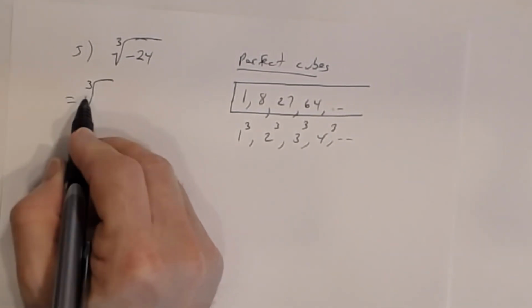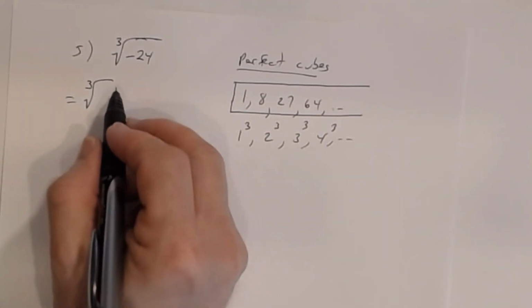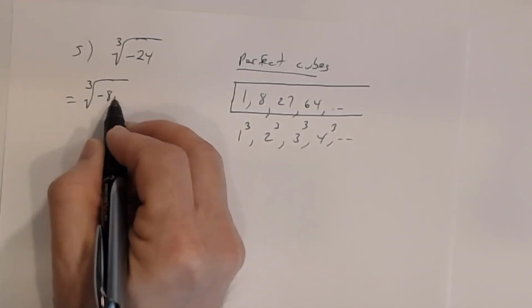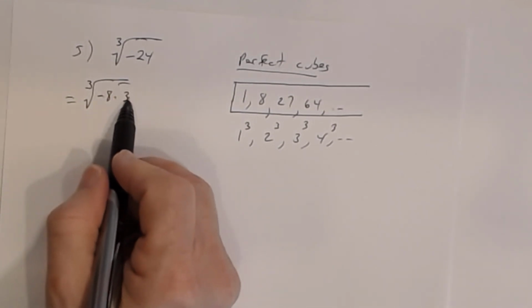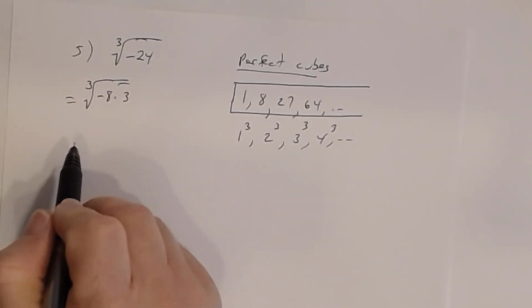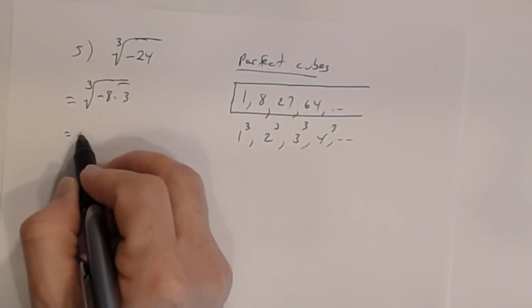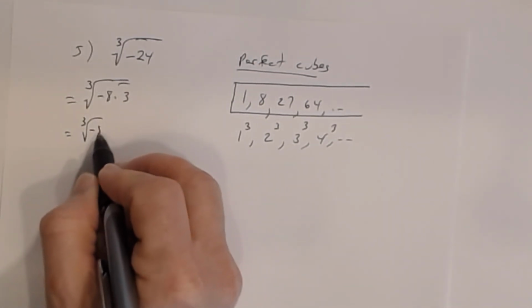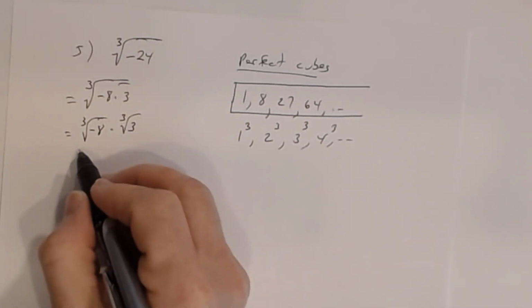Make sure you put the index. The index is 3. That's important. If you leave it off, you're now dealing with the square root of negative 8 times 3. Make sure you understand that negative 8 times 3 is negative 24. Using the product property for radicals, I can rewrite this as the cube root of negative 8 times the cube root of 3.